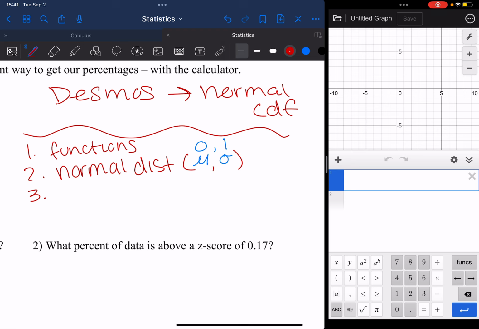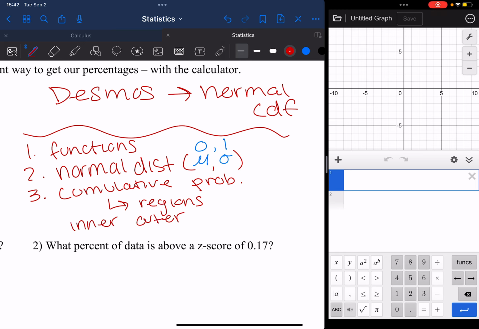Once you do that, you're going to go down, and there's going to be something that says cumulative probability. And then under that, there's going to be a section that says regions. You're going to have an inner, an outer, a left, and a right region. If it's telling you to find the percent of data below the z-score, then you're going to use the left. So left is below. If it says find the percent of data that is above the z-score, then you are going to look at the right side.